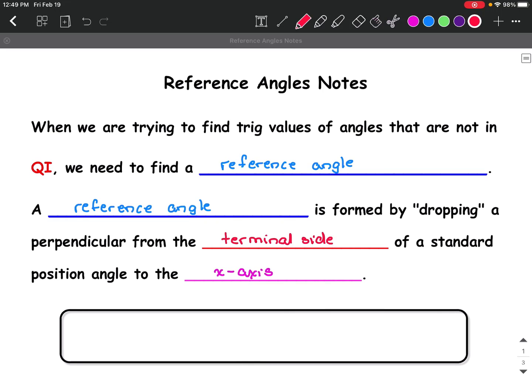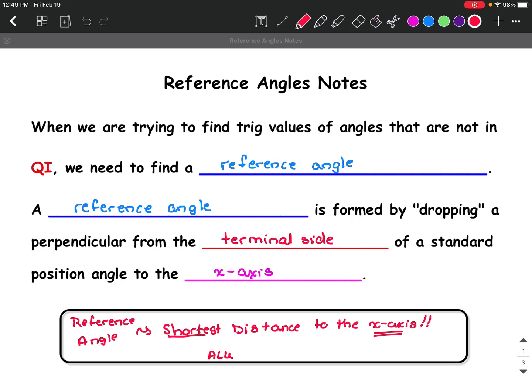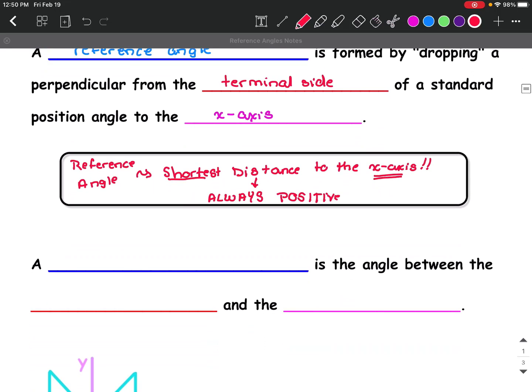Now, what I like to remind myself for a reference angle is that it is the shortest distance to the x-axis. And it's always to the x-axis, okay? And it's the shortest. Also, it's always positive because it's a distance. Distance is always positive, so reference angles are always positive.